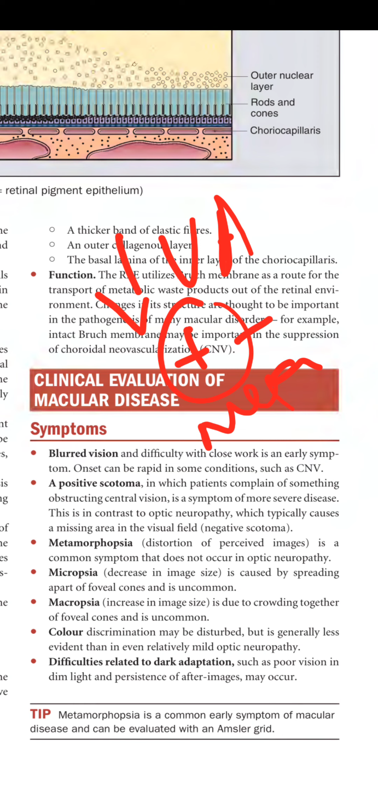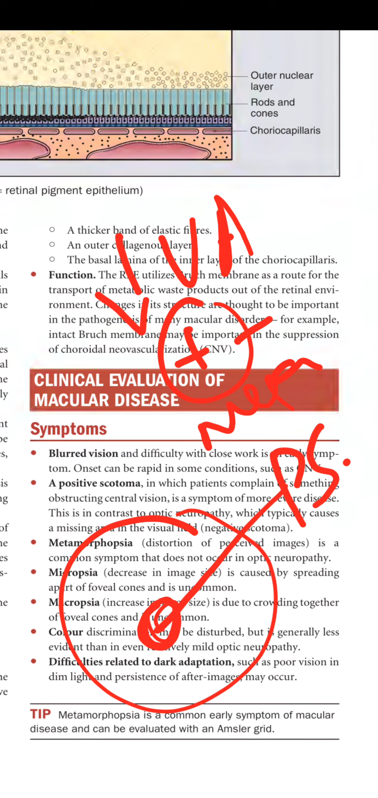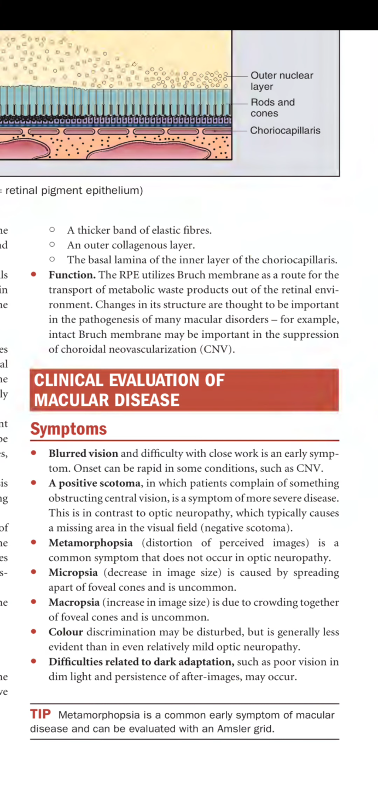The positive scotoma, in which the patient complains of something obstructing central vision, is a symptom of a more severe disease. This is in contrast to optic neuropathy, which typically causes a missing area in the visual field, which is a negative scotoma. So whenever there is something missing in the central field, it is known as positive scotoma. But if something is missing in the peripheral field, it is known as a negative scotoma.